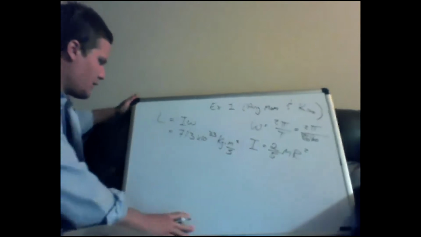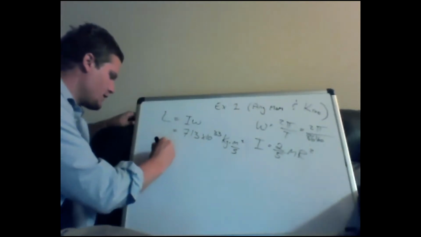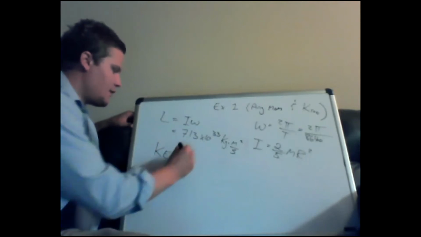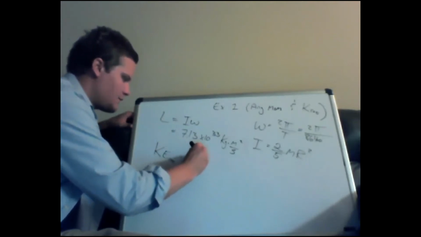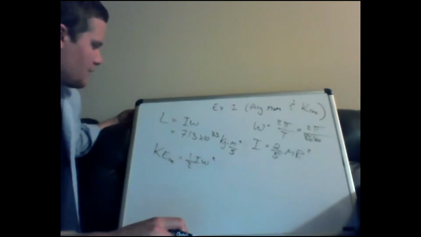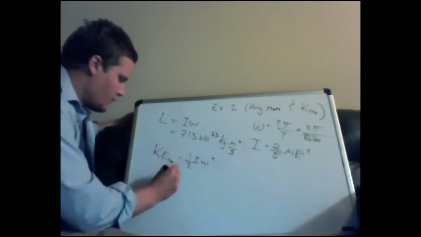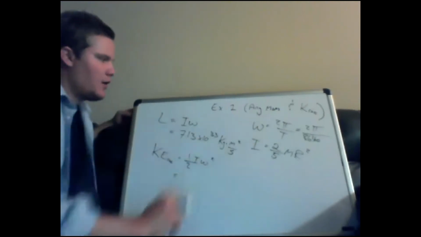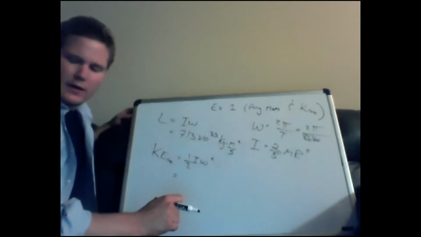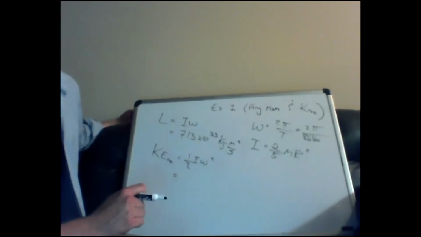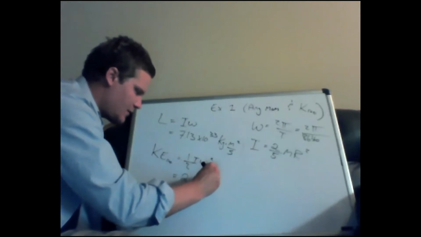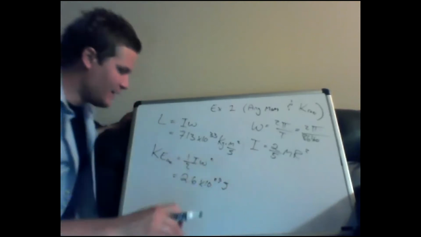The rotational kinetic energy, which I write as KE subscript ROT for rotation, is equal to 1/2 times the moment of inertia I times omega squared. What happens when we plug these values in? We still have the same moment of inertia, and we have our omega, which we can just square to get omega squared. What we're left with is 2.6 times 10 to the 29 joules. That's a lot of energy.